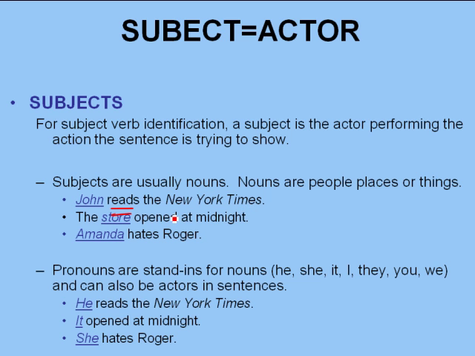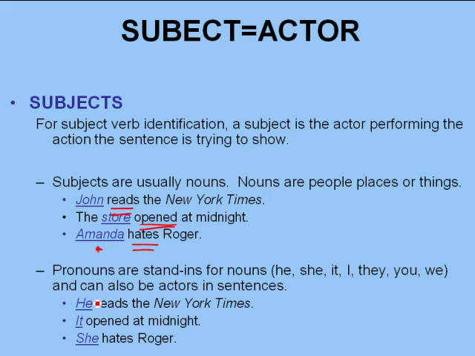The store opened at midnight. Opened is the action, and so it's the store that did the opening, so the store is the subject. Amanda hates Roger. Hates is the verb here, and the person who's doing the hating in this sentence is Amanda. Note that the syntax here, putting Amanda before the verb, tells us that it's Amanda that hates Roger and not the other way around. Roger may love Amanda, it's hard to tell.